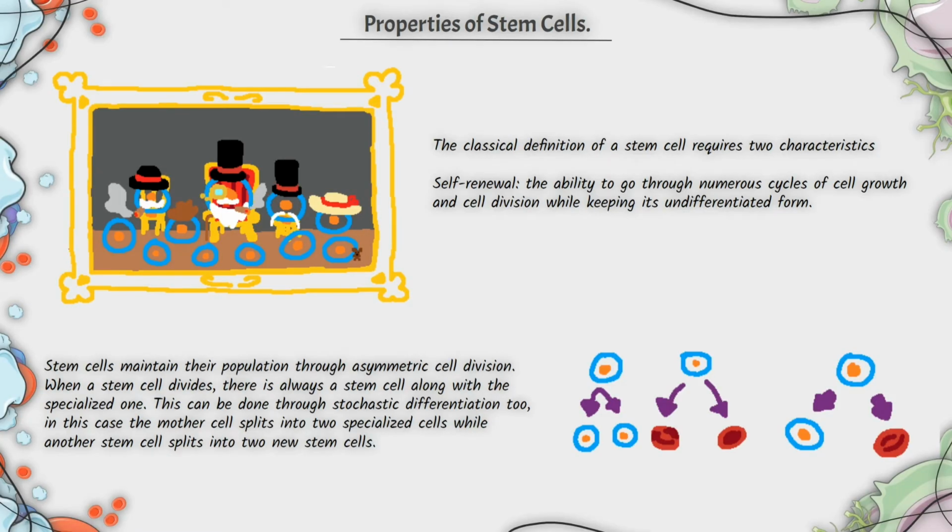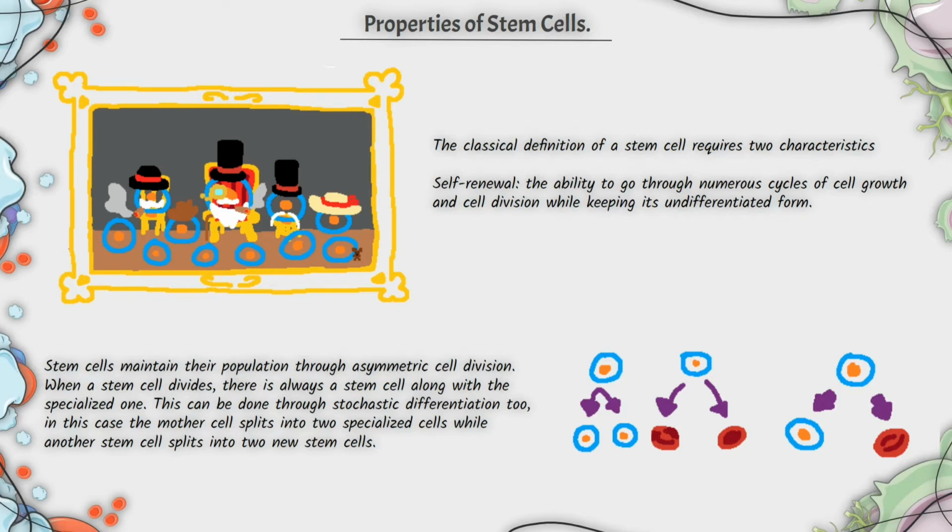Okay, so properties of stem cells. The classical definition of a stem cell requires two characteristics. The first is self-renewal, the ability to go through numerous cycles of cell growth and cell division while keeping its undifferentiated form.